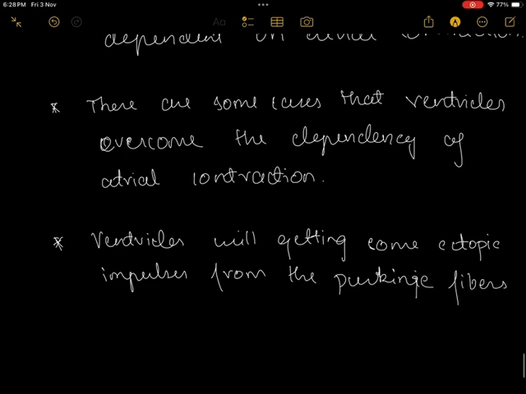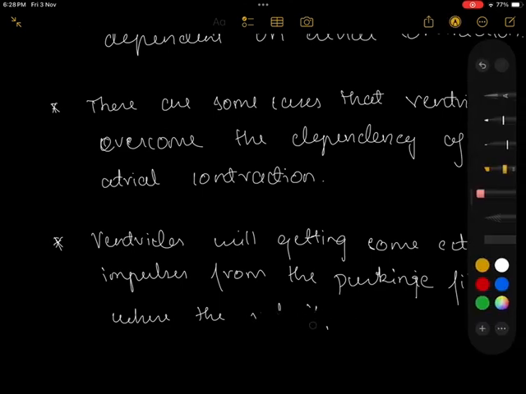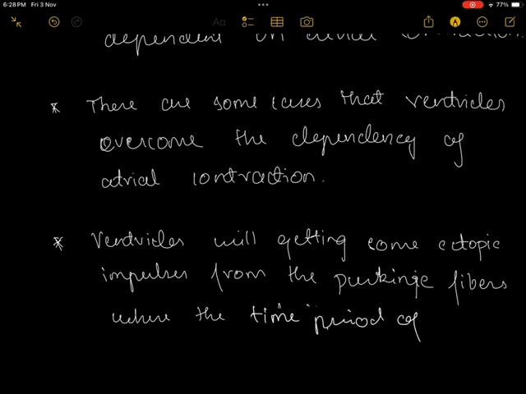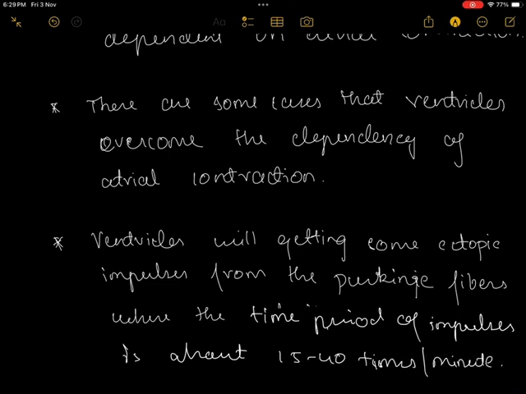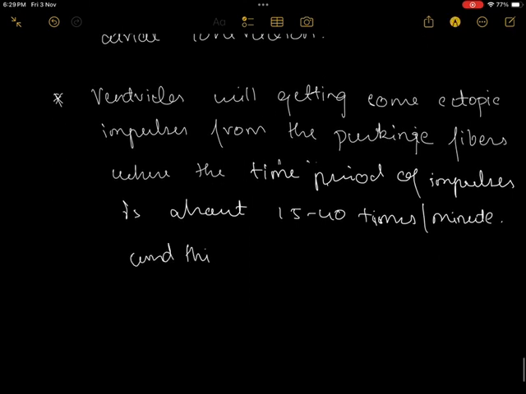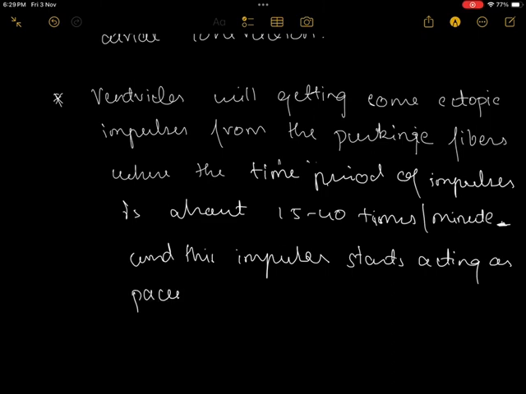Purkinje fibers, where the velocity of the impulses, or the time period, out of impulses is about 15 to 40 times per minute, and these impulses start acting as a pacemaker to the ventricles.